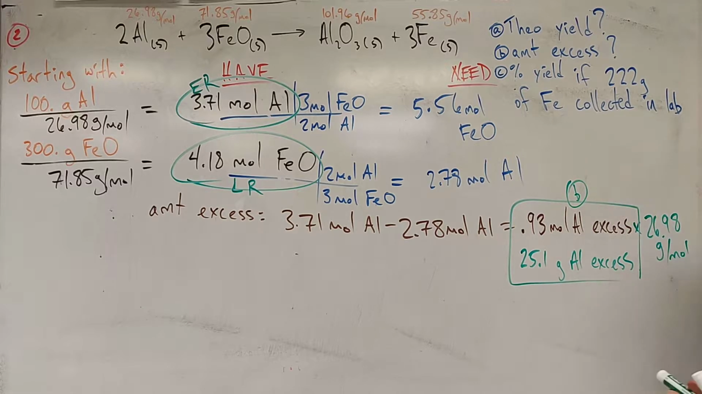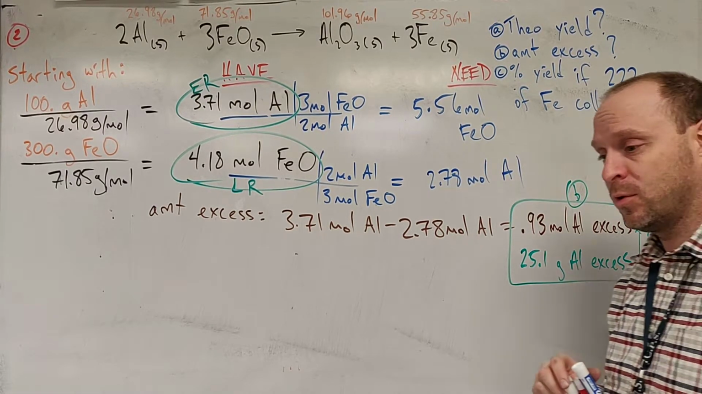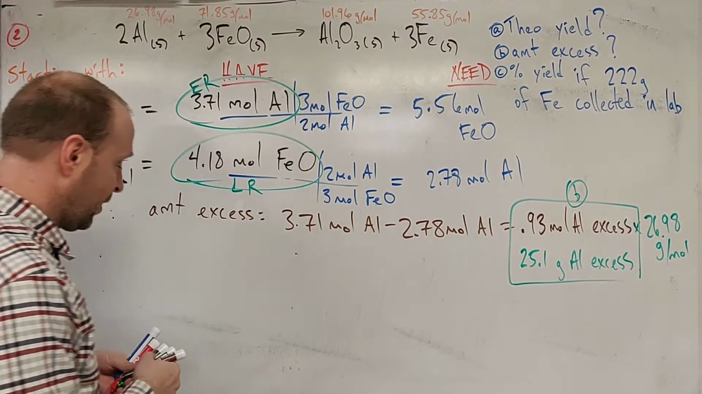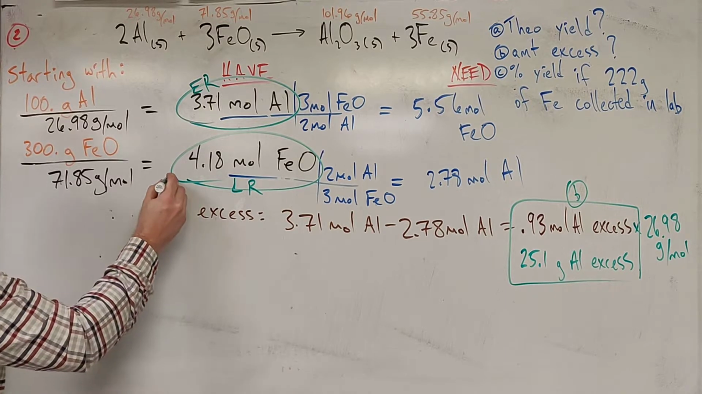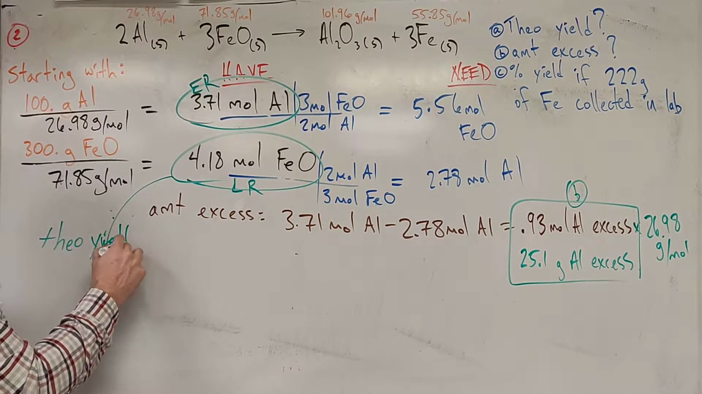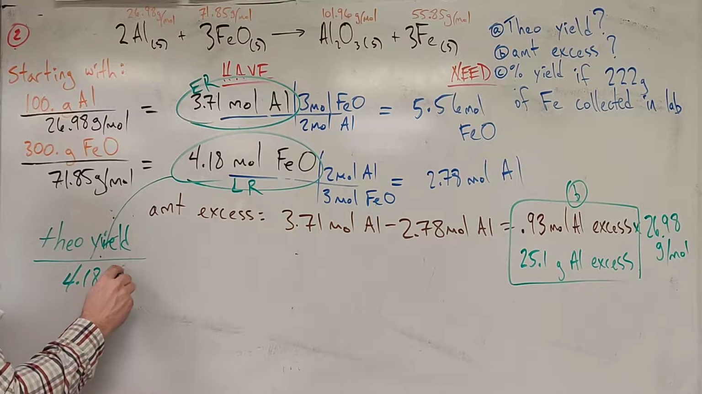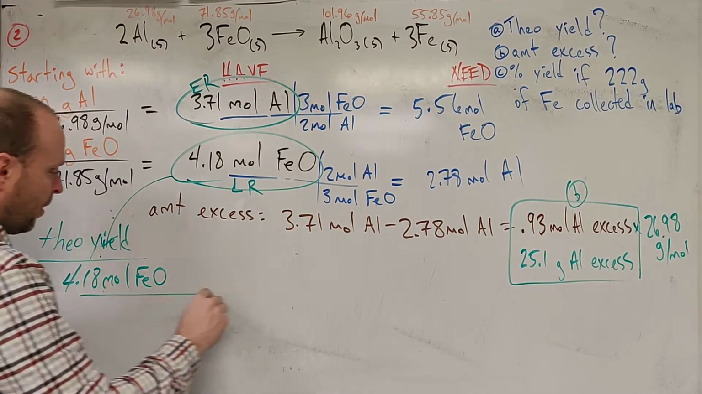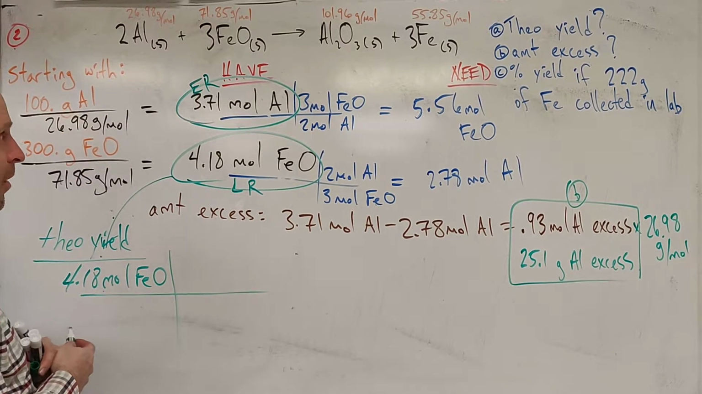We'll call that B. I still don't have a theoretical yield, but I am going to have 2 theoretical yields, or 2 numbers, because I have 2 products. Our limiting reactant is what determines how much product we can make, so that's what I'm going to use down here for my theoretical yield. We're going to take our 4.18 moles of iron oxide, and we're going to compare it to our products using our stoichiometric ratios.